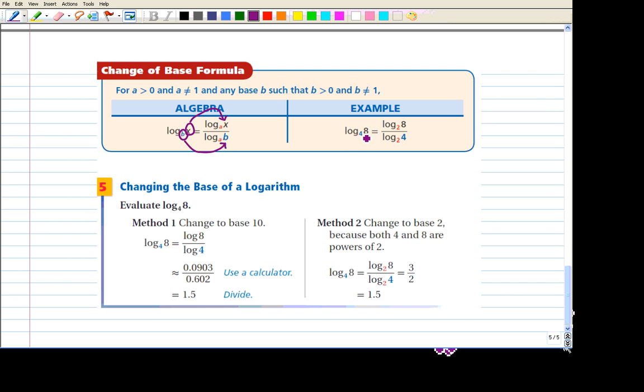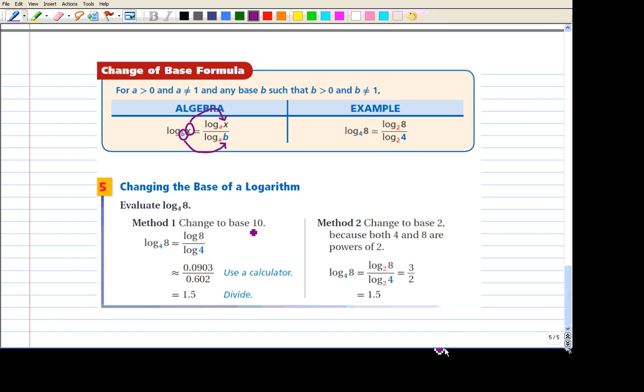For example, if we had log base 4 of 8, and I wanted to change it to base 2, then I could take log base 2 of 8 and divide it by log base 2 of 4, and that would give me my answer. So let's look at log base 4 of 8. We have two different options here. So I can go straight into using that change of base formula. So I'd have log base 10, because remember, if it's not written, it's 10.